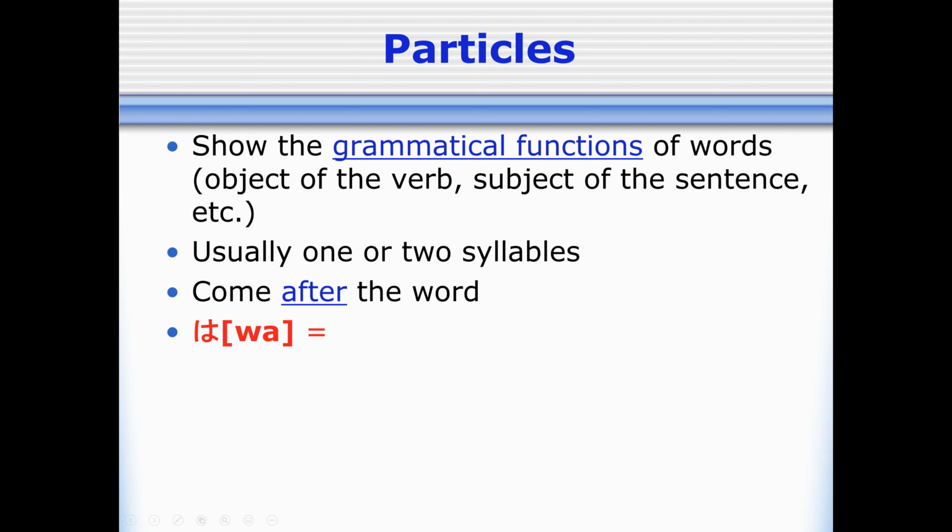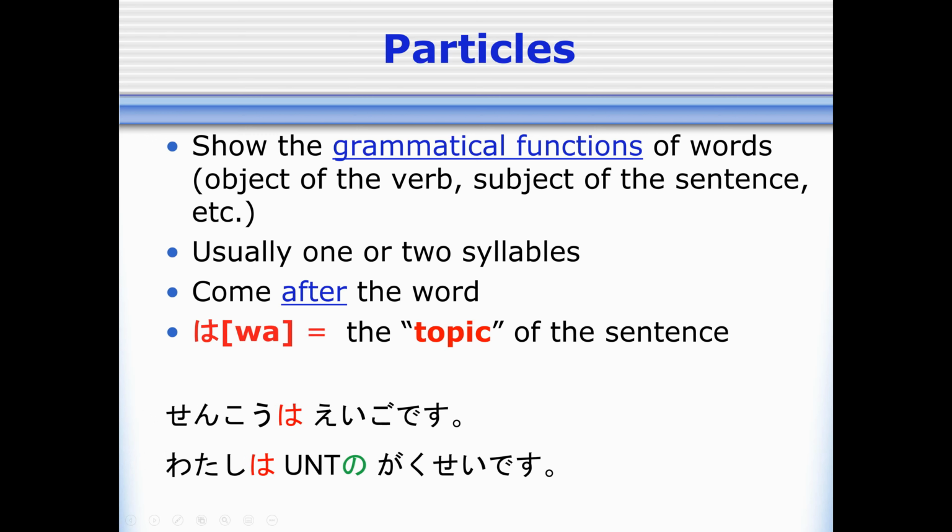So particles show the grammatical functions of words. They usually have one or two syllables and they come after the word that we're talking about. We already have wa, which we use to mark the topic of the sentence. Now we have one more particle to introduce in that chapter. This particle is no, and we're going to use it to link two nouns.